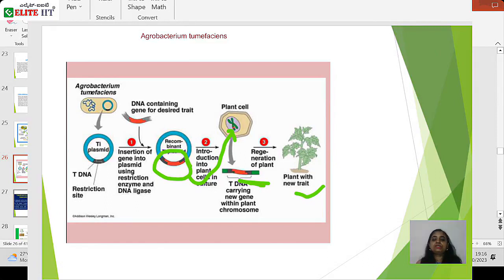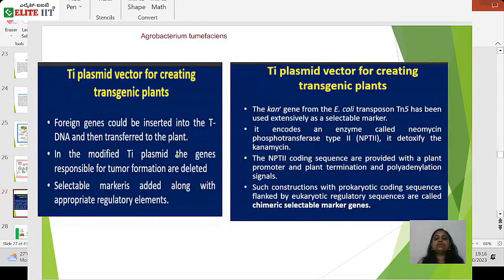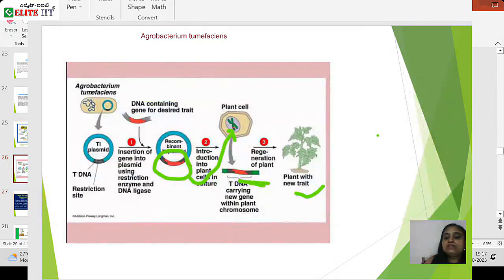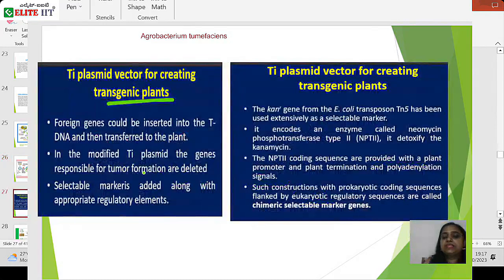Okay, so these are happening actually during the recombinant production. Acha. So Ti plasmid is a vector for creating transgenic plants. So transgenic plants can be created by Ti plasmid. Foreign genes could be inserted into the tDNA. So this is actually done during the transgenic plant formation. This is the actual pathway of how it is happening. Foreign genes could be inserted into the tDNA and then transferred to the plant.